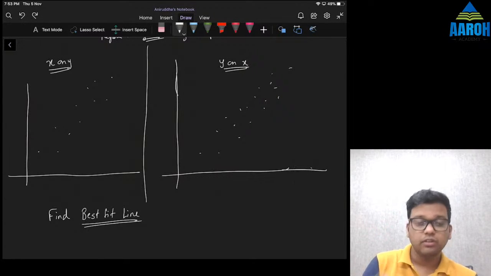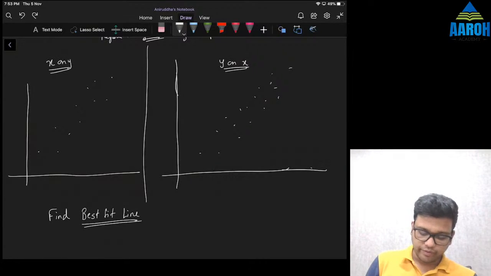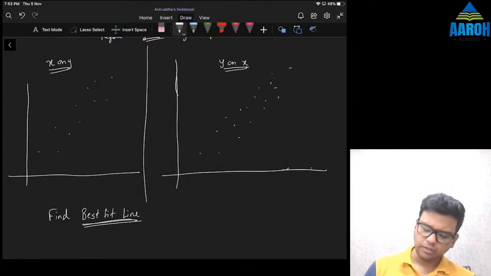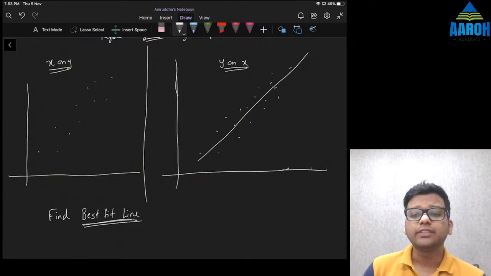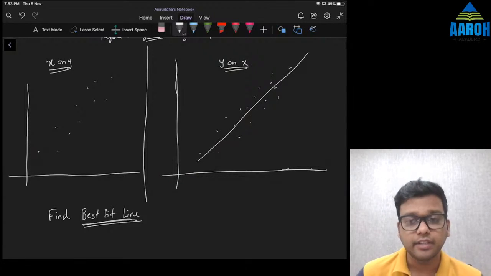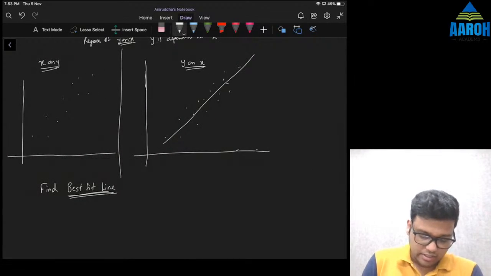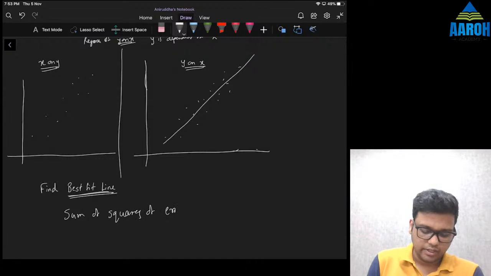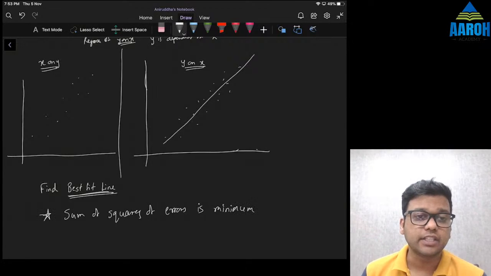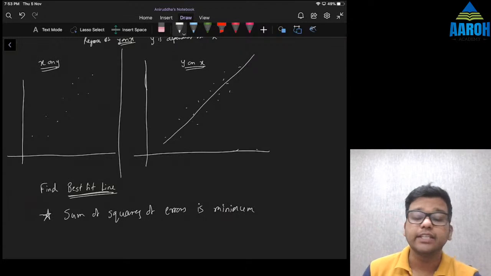How can we know that next point is going to be where, right? So what we'll do is we'll try to find best fit line. Best fit line as in we'll try to find a line like this which passes through the points in such a manner that sum of squares of errors is minimum. Okay, understand carefully. We draw a line in such a way that sum of squares of errors is minimum.